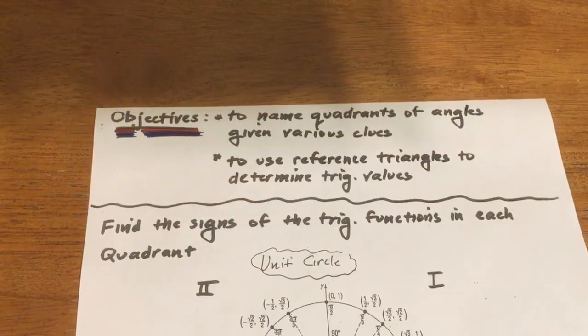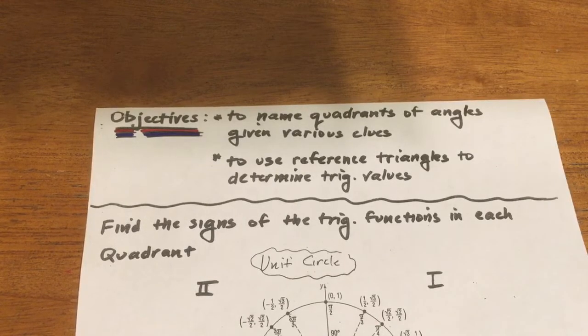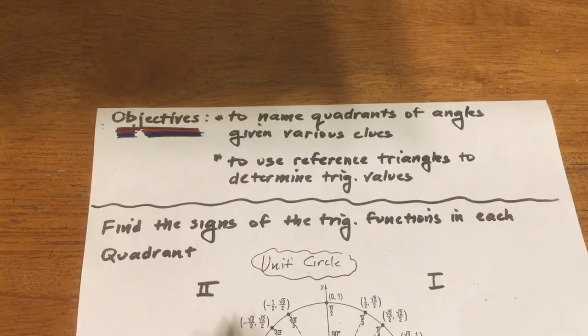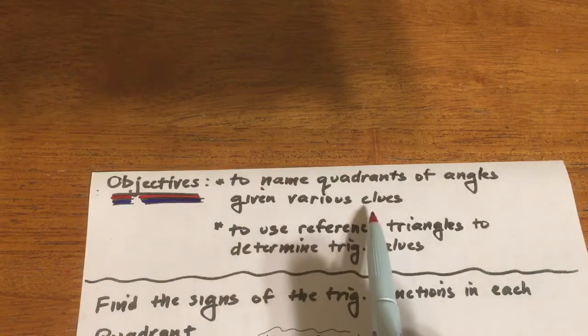Okay, ladies and gentlemen, the goal of this particular first lesson is to understand the phrase, all students take calculus, which is an interesting phrase. Let's go ahead and begin. I want to take a look at naming quadrants of angles given various clues. And all students take calculus will help us do just that.